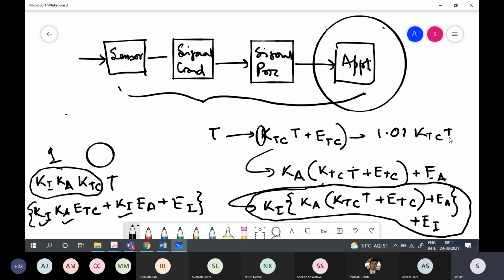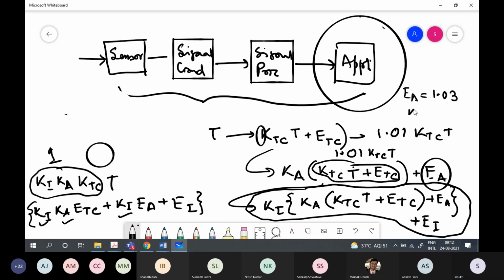So this becomes now 1.01 KTC into T. Okay. So now this is what he's saying, a good thought. He's saying that EA is equal to 1.03 into KA into KTC into T. Not EA, it is 0.03.